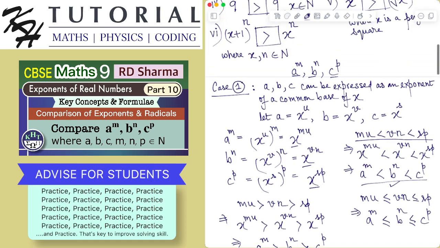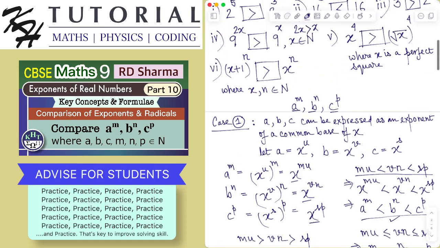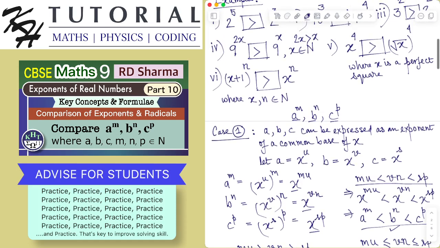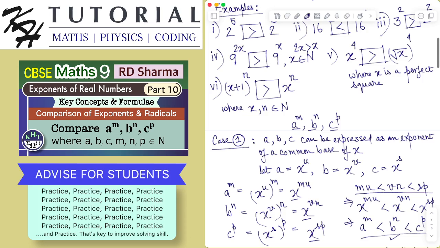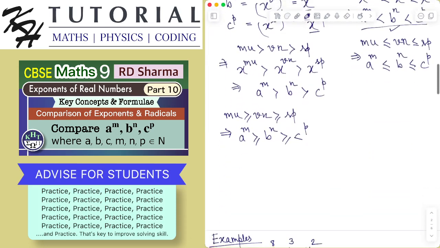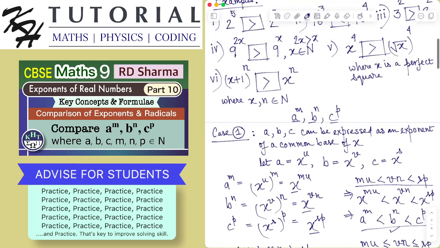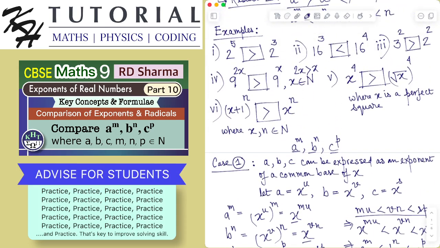Case 1, you can use the case 1 method only when the bases of the given exponential terms can be expressed as a power of some common base, and you can use case 2 when all the bases are different, that is, you cannot express them in exponential form with a common base, but the powers of the given numbers will have HCF greater than 1.